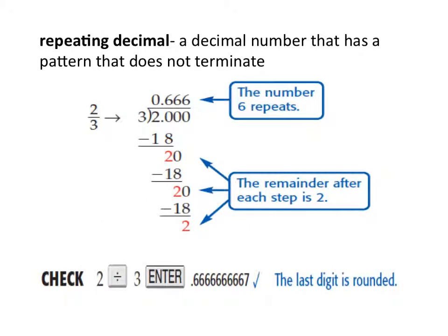As we see here on the next slide, the opposite of terminating is a repeating decimal, a decimal number that has a pattern that does not terminate. Take 2/3. When divided, whether by long division or with your calculator, the answer is 0.66. And on your calculator, as you can see down here, we keep on repeating until the last digit. For some reason, it changes to a 7.